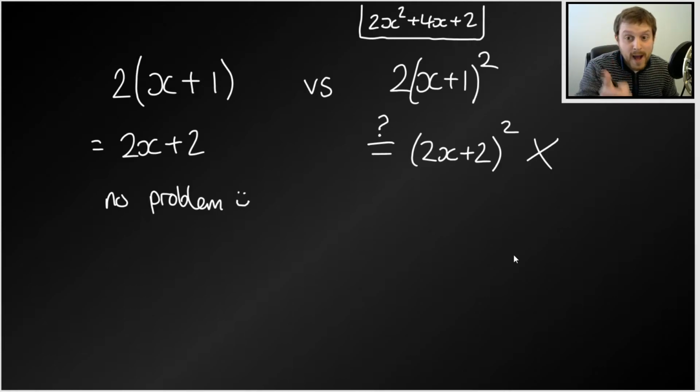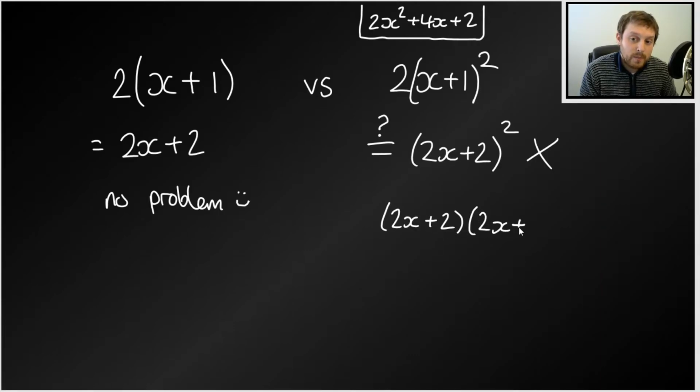Let me show you 2 reasons why it's wrong. Firstly, I'm just going to expand this and show you that we get something different. And then I'll explain why we are getting something different. So this would be 2x plus 2 times another 2x plus 2. And those of you who were really concentrating might spot why this is already wrong. Because if you compare it with what we wrote before, it's not the same thing.